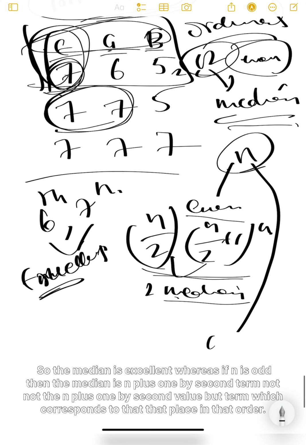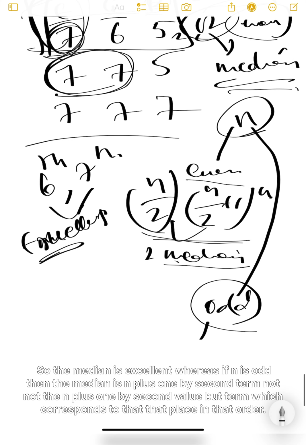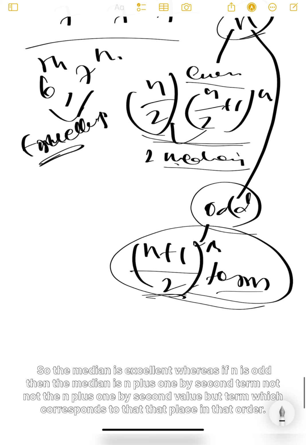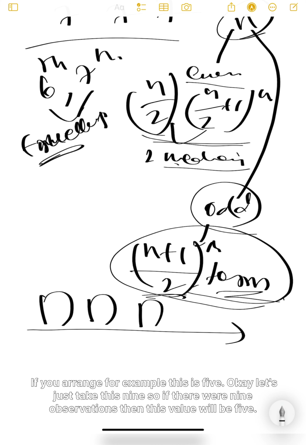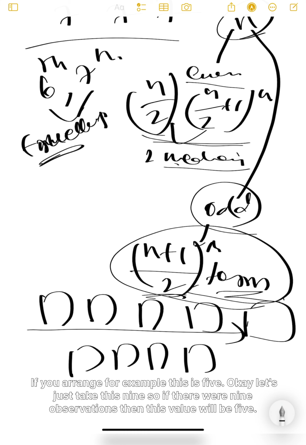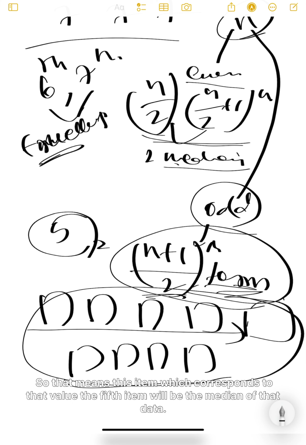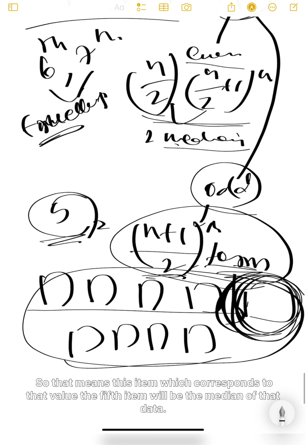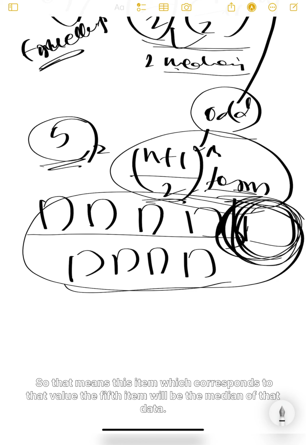Whereas if n is odd, then the median is the n plus 1 by 2 term, not the value, but the term which corresponds to that place in the order. For example, let's just take 9. If there were 9 observations, then n plus 1 by 2 will be 5. So the item which corresponds to that place, the fifth item, will be the median of that data.